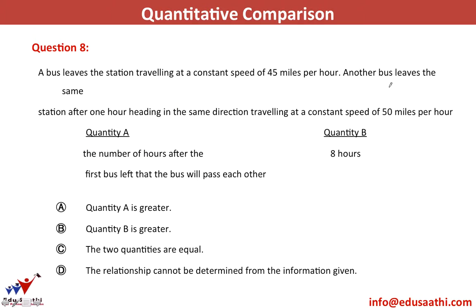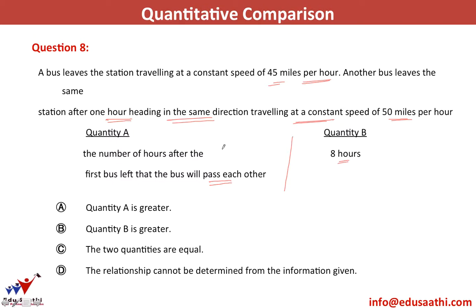Let's look at another question. Now this question is based upon time, speed and distance. The question is, the bus leaves the station traveling at a constant speed of 45 miles per hour. Another bus leaves the same station after 1 hour, heading in the same direction, traveling at a constant speed of 50. Then quantity A states the number of hours after the first bus left that the buses will pass each other. And quantity B is 8.